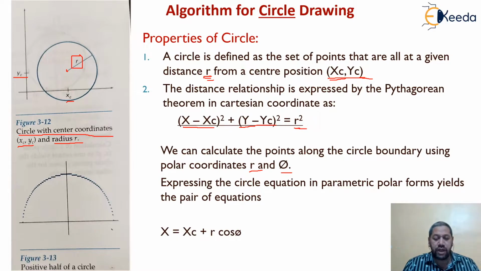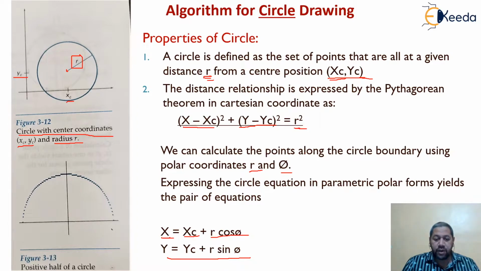Expressing the circle equation in parametric polar form, we may use a pair of equations where x is equal to xc plus r cos theta. So the x point is calculated as xc plus r cos theta, whereas y is equal to yc plus r sin theta. So using these equations also, we can plot or draw the circle.